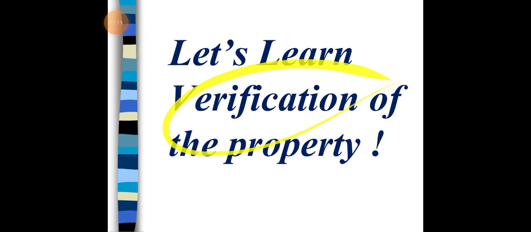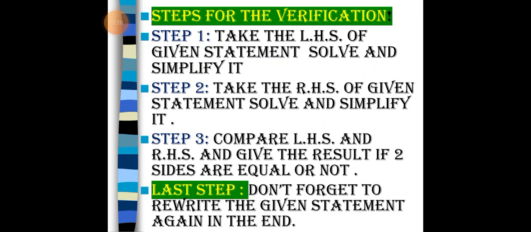Now let's learn the verification of the property. For the verification, the very first step is you need to take the LHS of the given statement, solve and simplify it. It's very important. LHS means the left hand side. Then in the second step we need to take the RHS of the given statement and solve and simplify it. RHS means right hand side. So first we're going to solve the left hand side and then the right hand side.